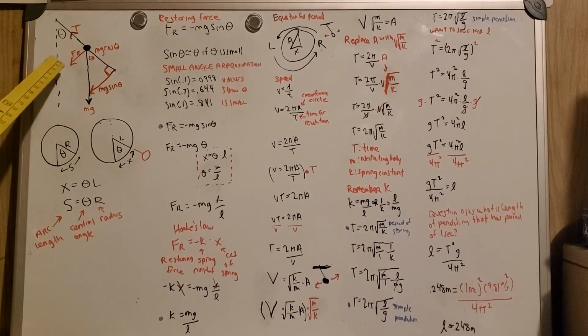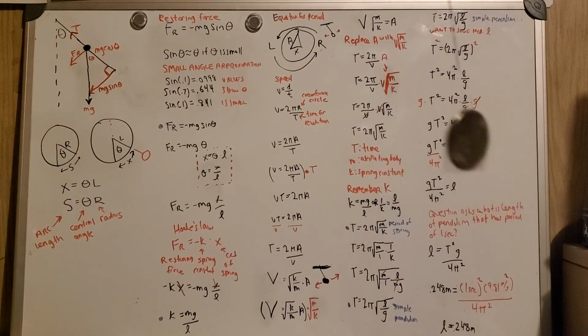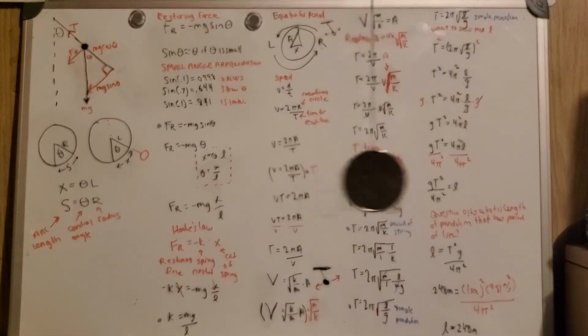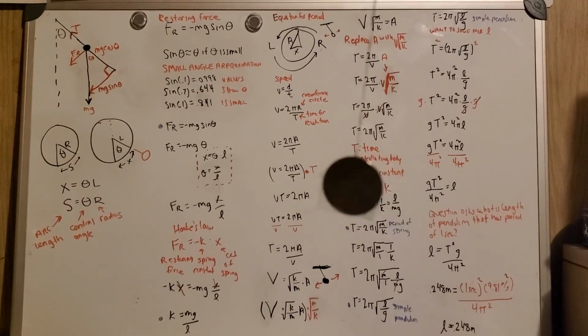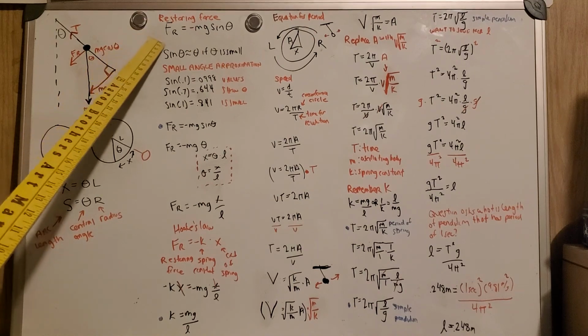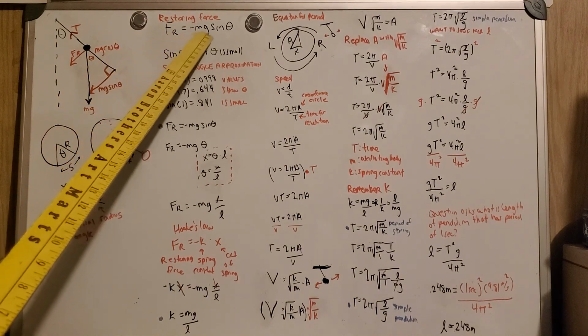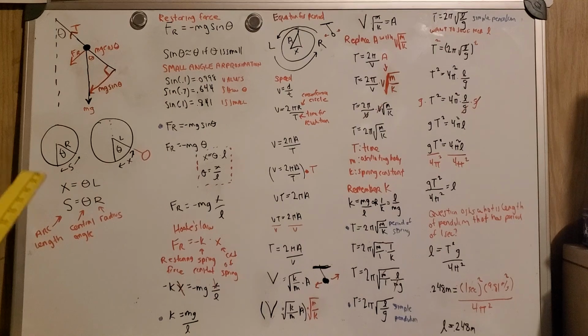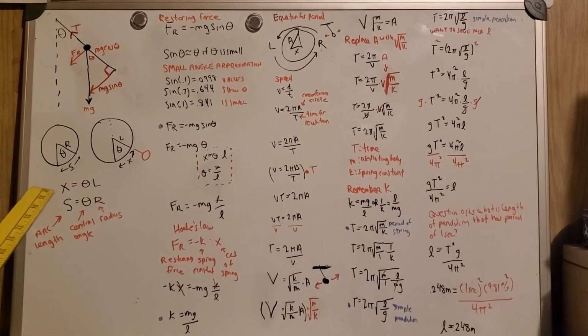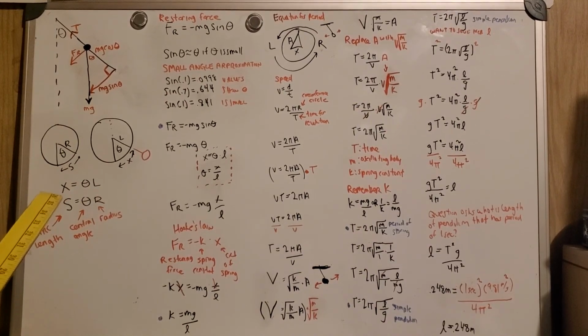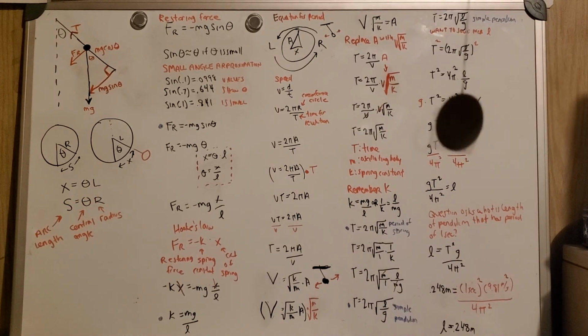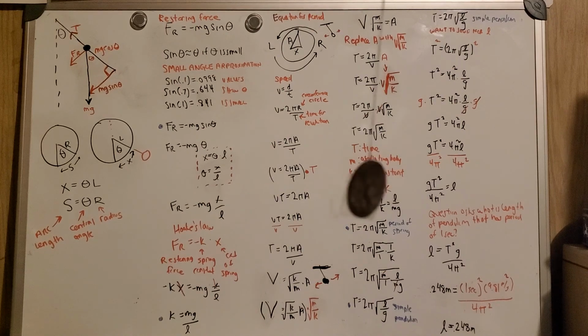But here we have Fr. Fr represents the restoring force. As I swing this pendulum back and forth, as soon as it stops swinging, that's its restoring force. So Fr is our restoring force. The equation is Fr is equal to negative mg sine theta. The restoring force is what brings the pendulum back to the center, to the equilibrium position. In this case, the equilibrium position is straight, not moving back and forth.